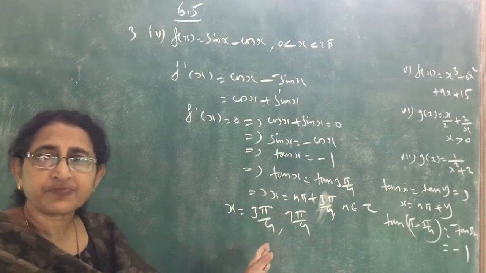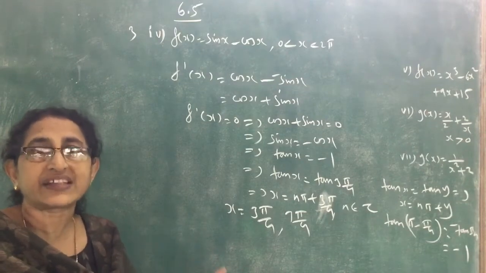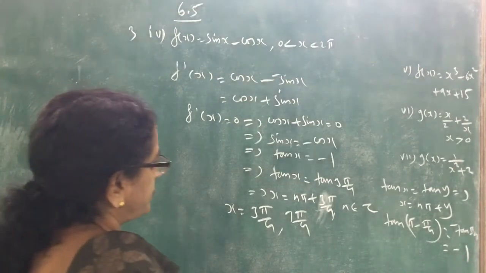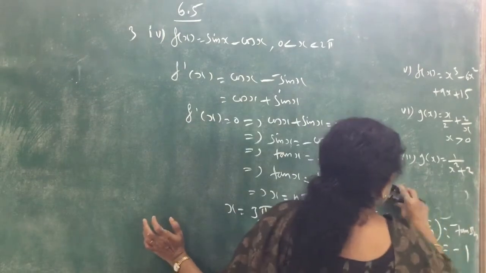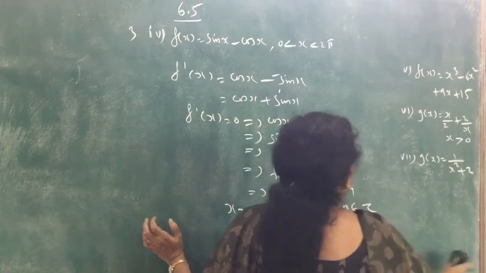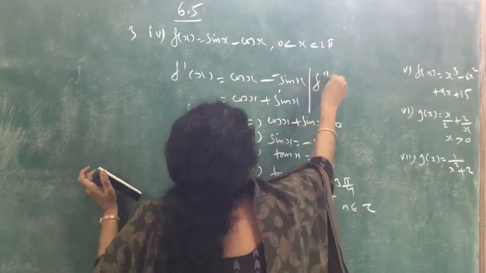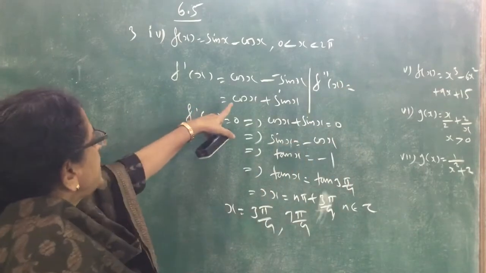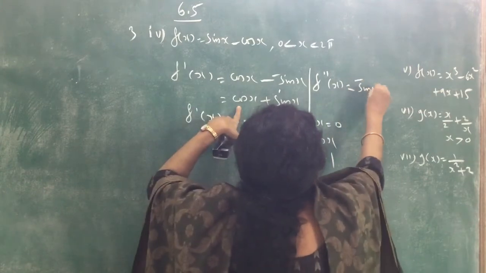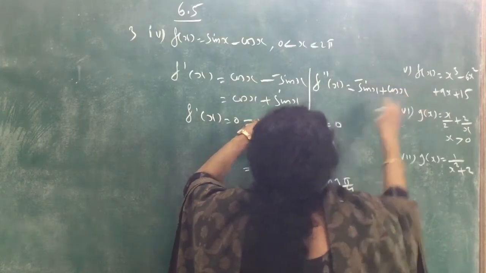Now we have to check whether these points are points of local maxima or local minima. For that we have to find the second derivative and substitute these points one by one. So we will find the second derivative. Second derivative f double dash x equal to derivative of cos x plus sin x. Derivative of cos x is minus sin x, plus derivative of sin x, cos x. So that is the second derivative.